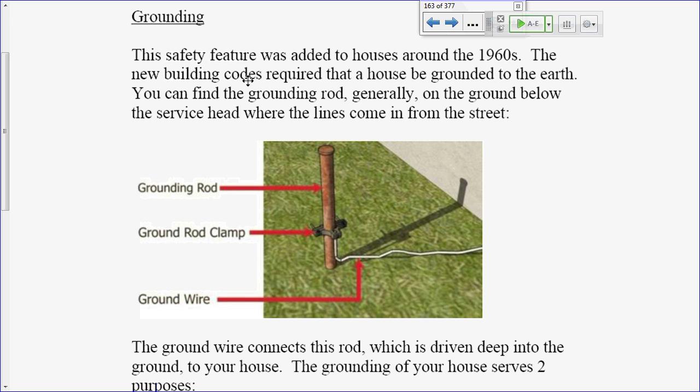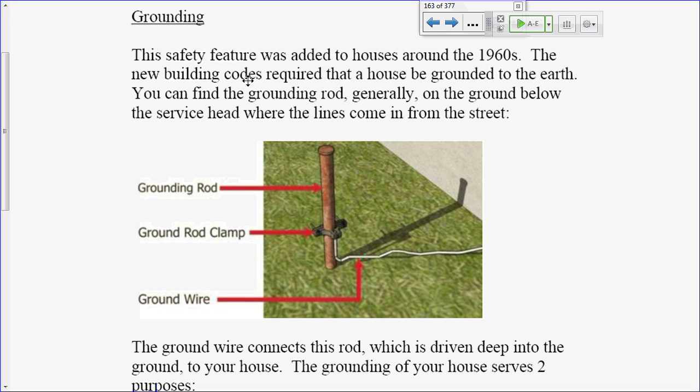If you go outside your house and look where the wires from the transformer come into your house at the service head, if you look down at the ground, you'll find this grounding rod. It'll look a lot like this. Be really close to your house. And then there will be a wire attached to it, and it'll go up into your house.